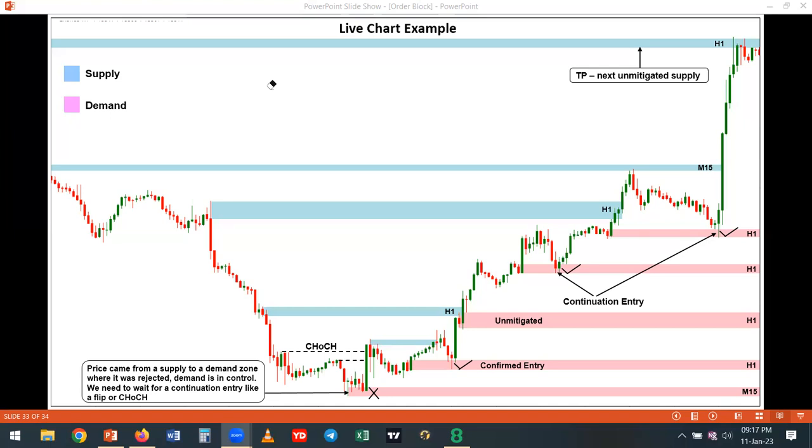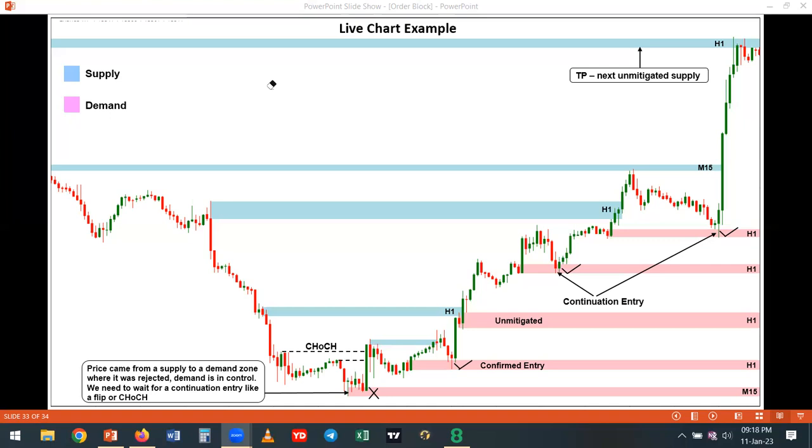Then when price is coming from an unmitigated order block to another unmitigated order block, you have to wait for a change of character, which is simply a break of structure in the opposite direction, before you can take a trade. Then when price is coming from a mitigated order block to an unmitigated order block, what do you do? You simply take a trade instantly because the price is coming from a mitigated order block.